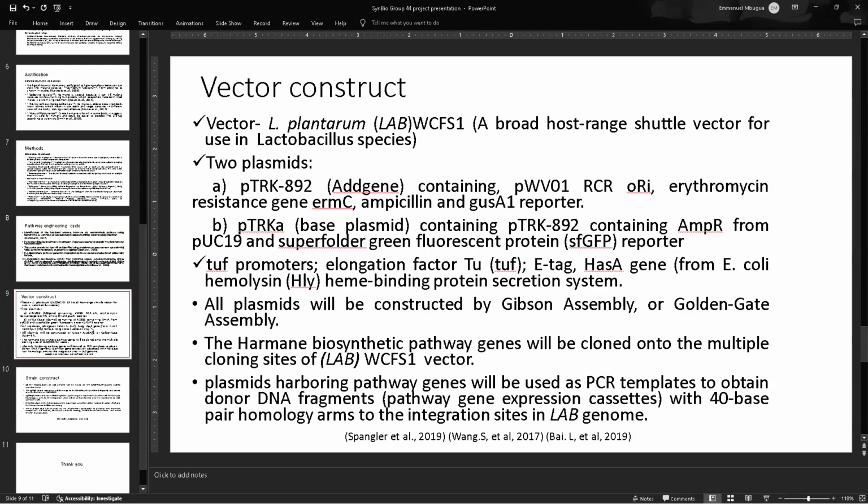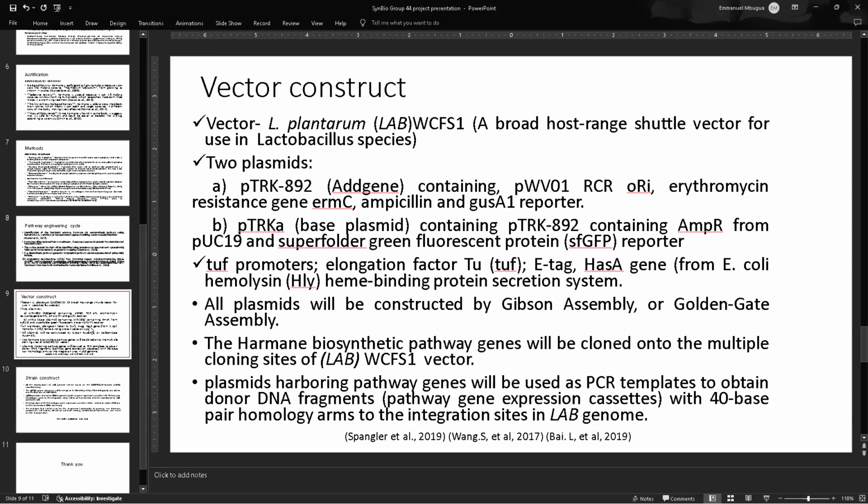Our vector construct, for our probiotic Lactobacillus plantarum, will include the Lactobacillus plantarum vector. This is a broad host range shuttle vector, which is used by most Lactobacillus species. It will also consist of 2 plasmids, each containing an origin of replication, an antibacterial resistance gene, and a reporter. In this method, we expect to use a GusA reporter and a superfolder green fluorescent protein reporter.